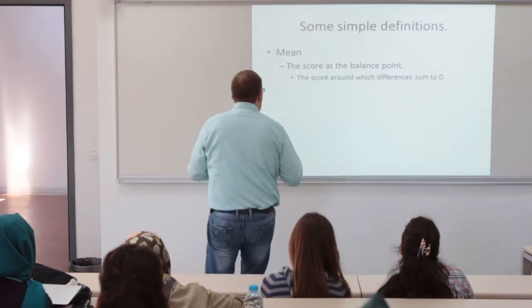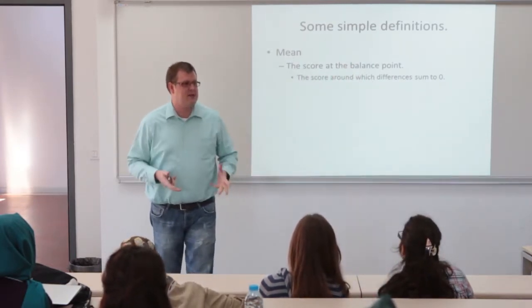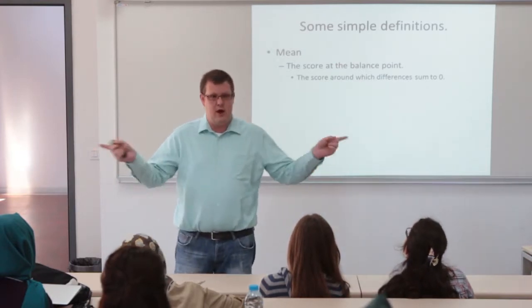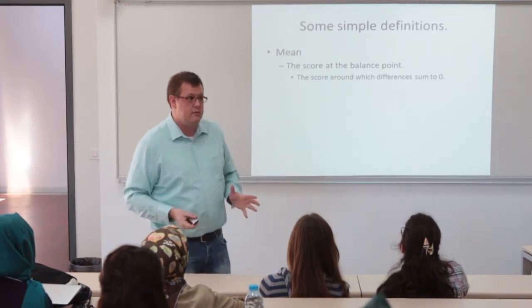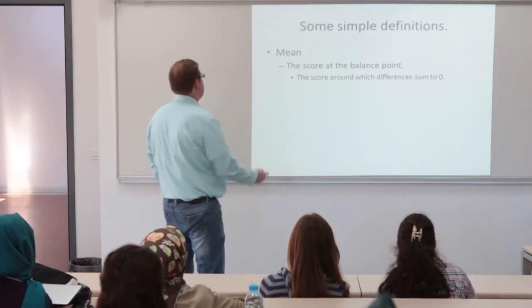So the mean is going to be the score that's like the balance point. All of the other scores on average are going to be equally far from it. So we'll see more of what this means in the next slide.